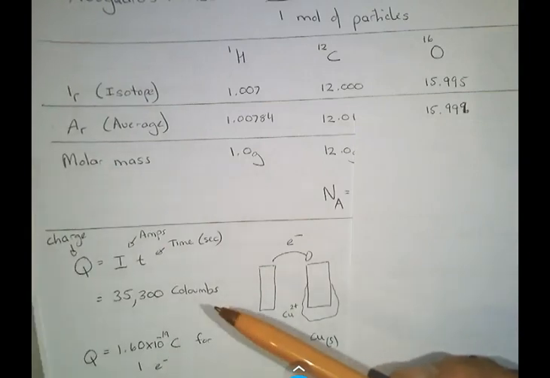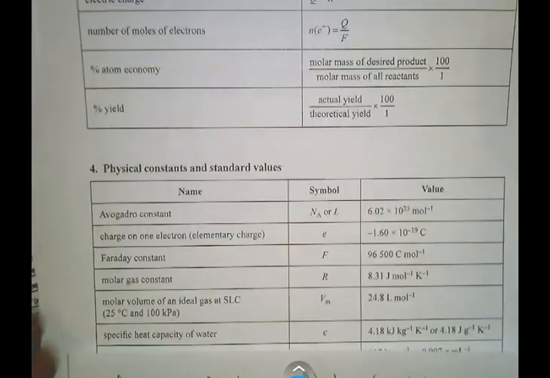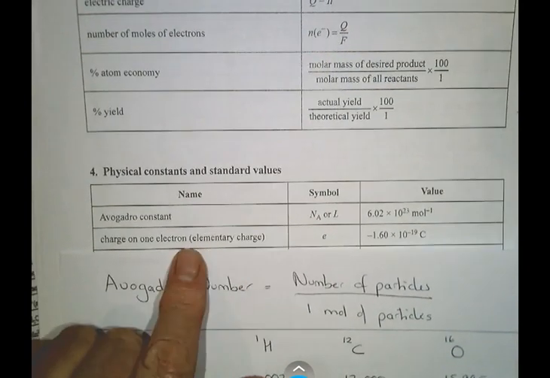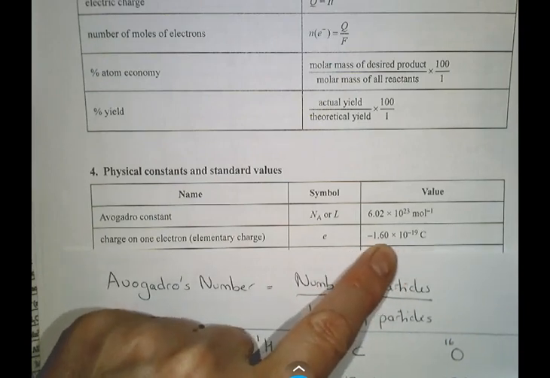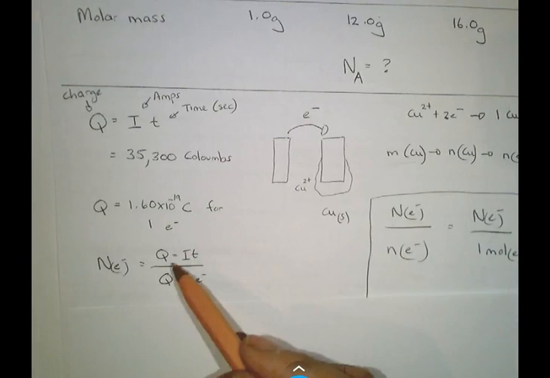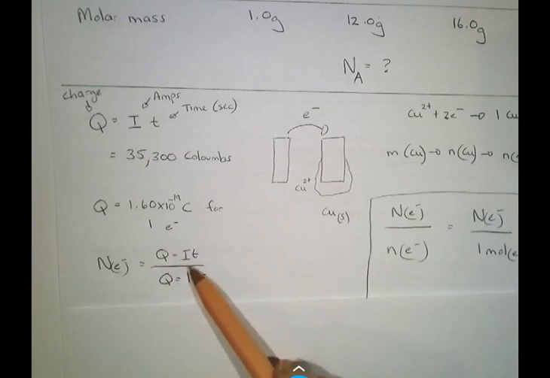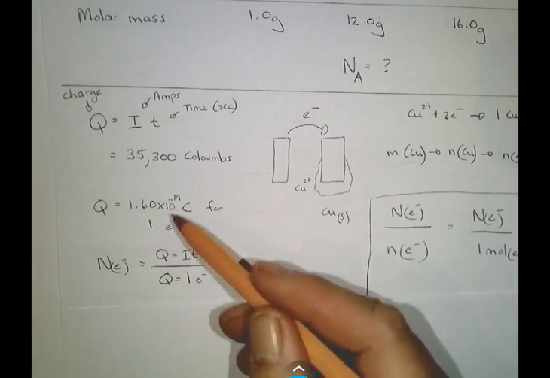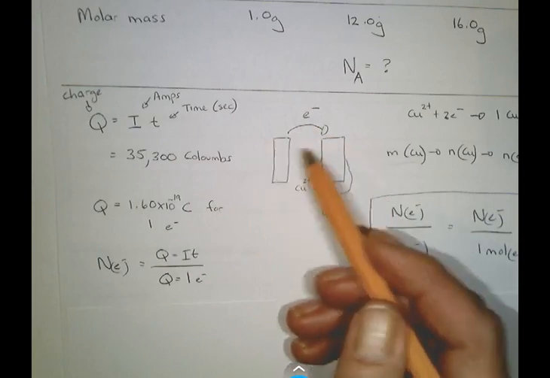So if we look at your data booklet here, there's the charge on one electron. It's negative because electrons are negative, but this is how big the charge is. This is on page 5 of your data booklet. So once we know the charge of one electron, and we work out the charge of a whole lot of electrons, then if you divide that into whatever charge you've got, you would know how many electrons were flowing, a counting number.